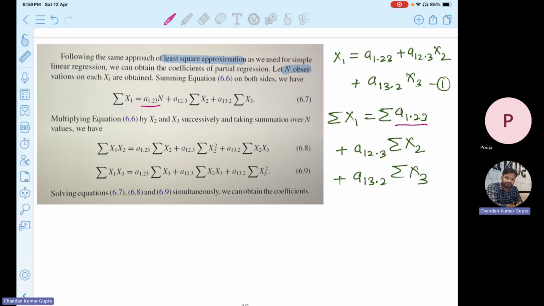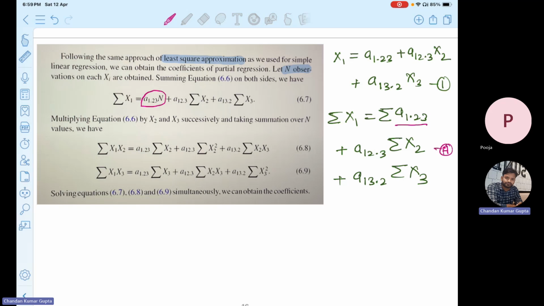A1.23 into n, because it is repeated n number of times, because we have chosen n observations. Okay, so this is the first equation. I'm writing it as equation A, suppose. This is the first normal equation.